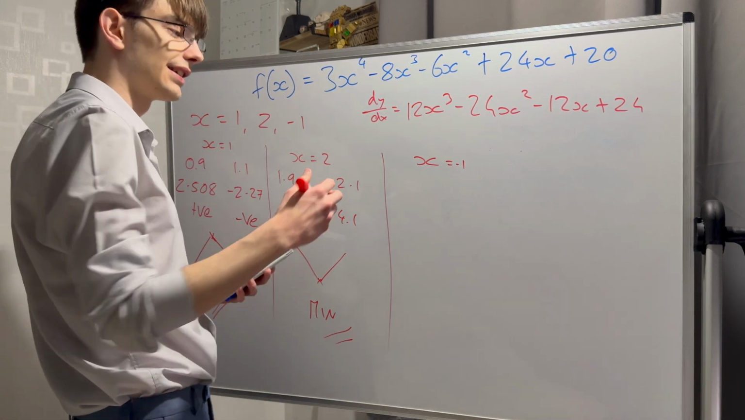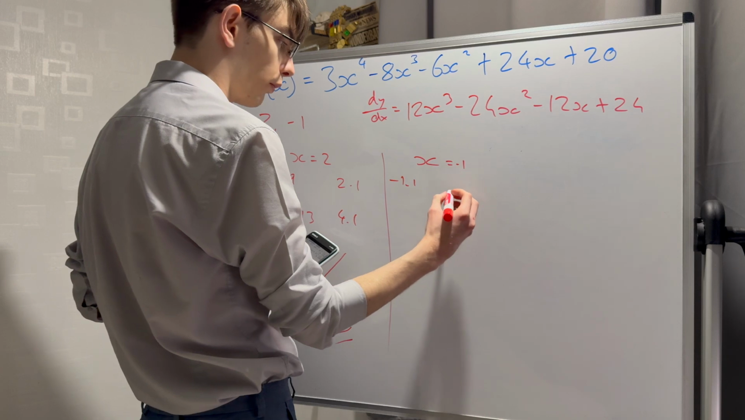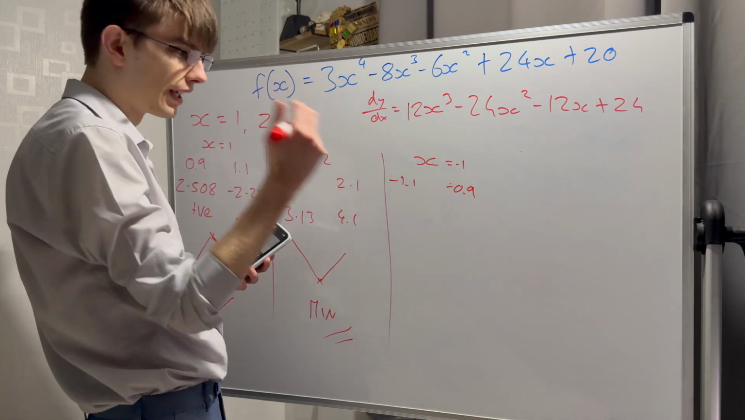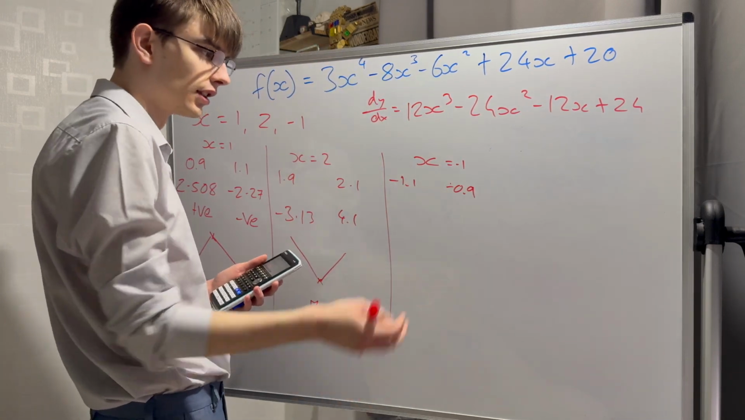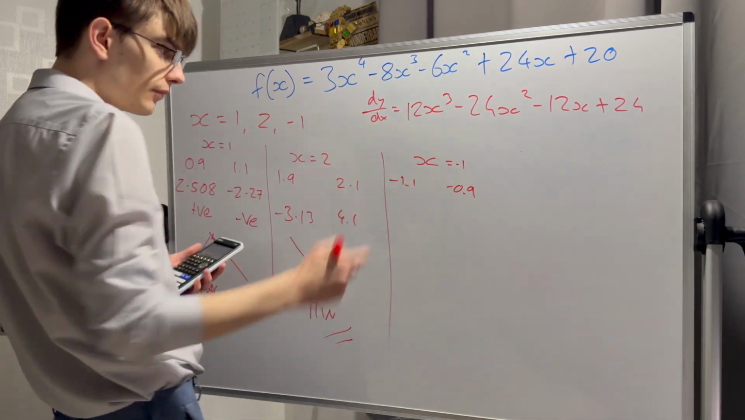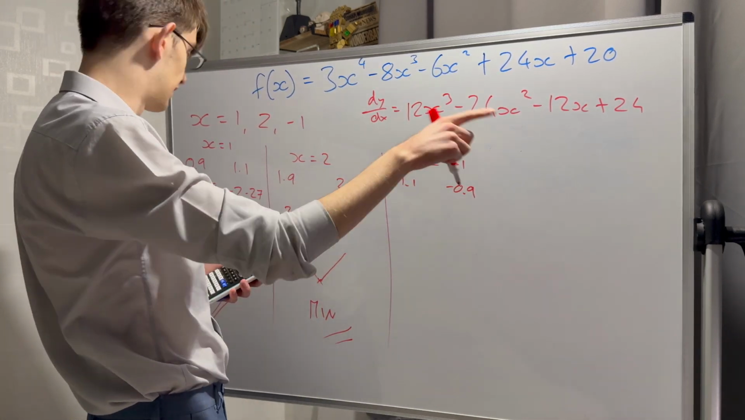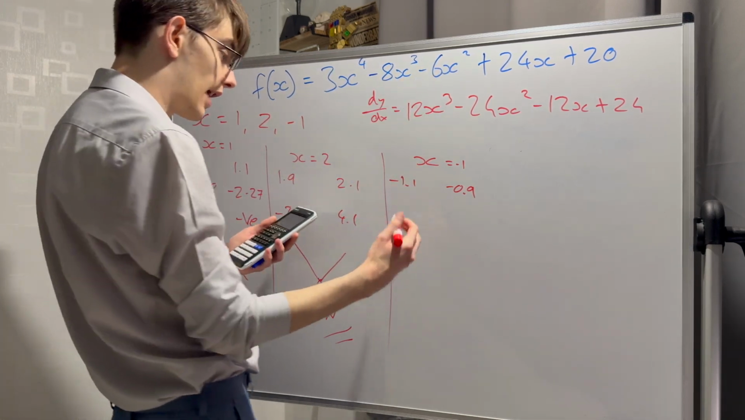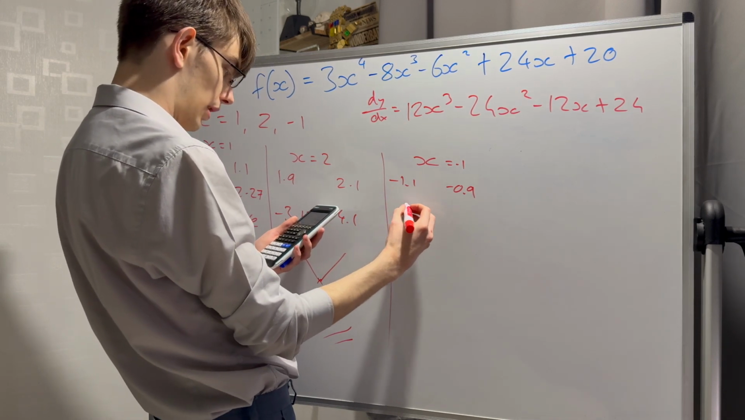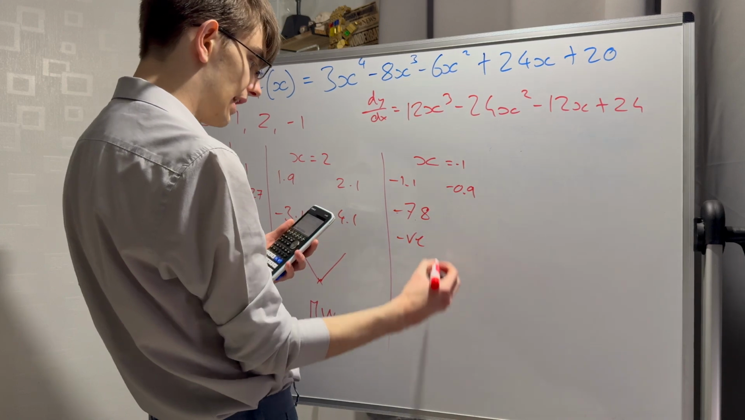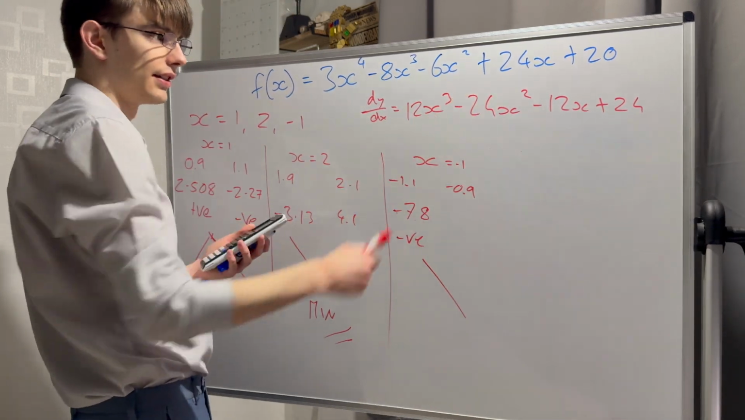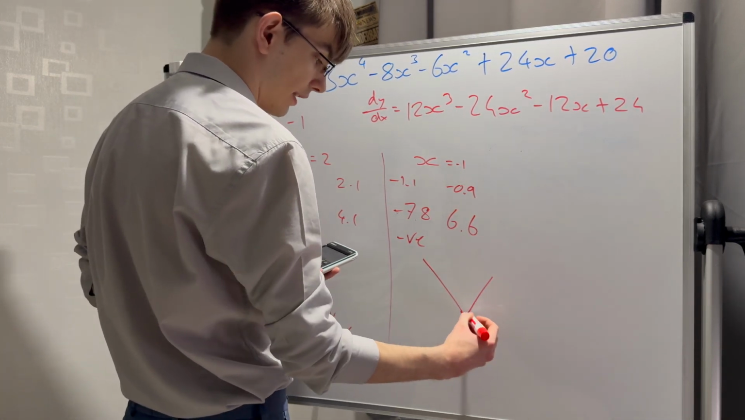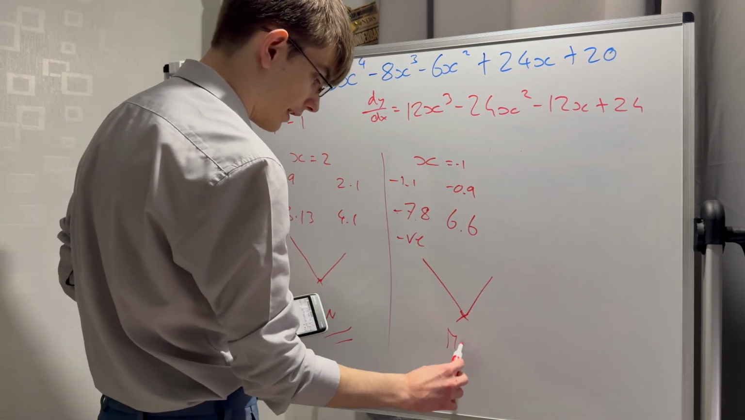And then finally, for x equals -1, I'm going to choose minus 1.1 and minus 0.9. Just make sure you don't get confused with which is to the left and which is to the right. Draw a number line if you have to. So if I throw minus 1.1 into this equation, I get minus 7.8, which is negative. So it looks like that. And minus 0.9 popped into my gradient gives me a gradient of 6.6, which is positive. So this final one here is a minimum.